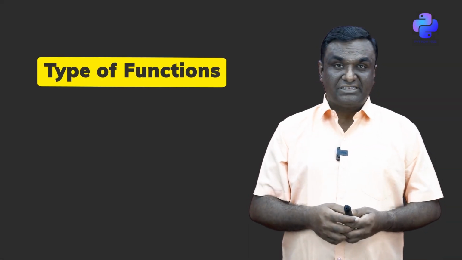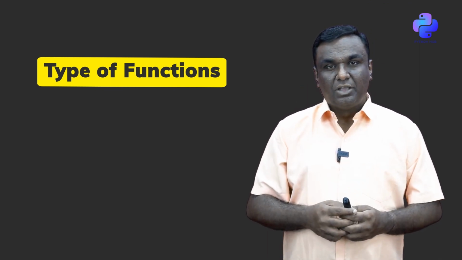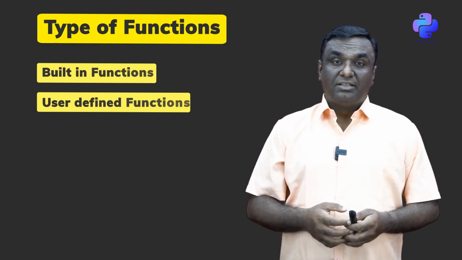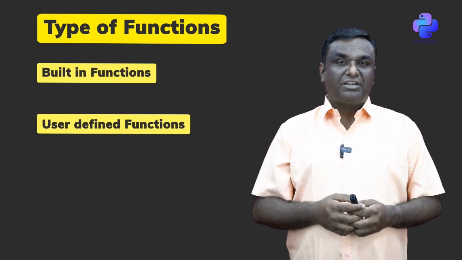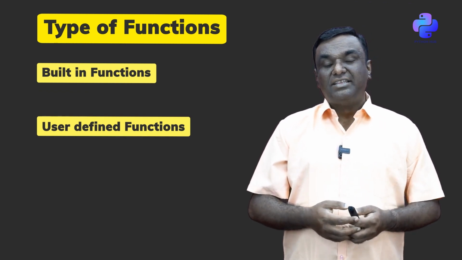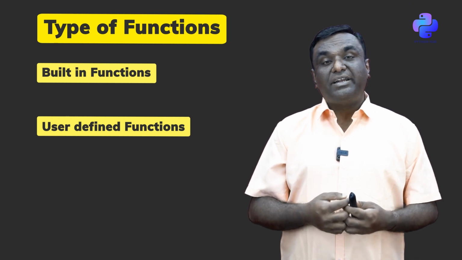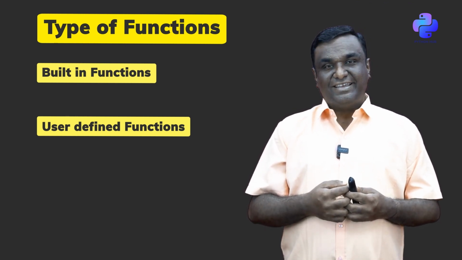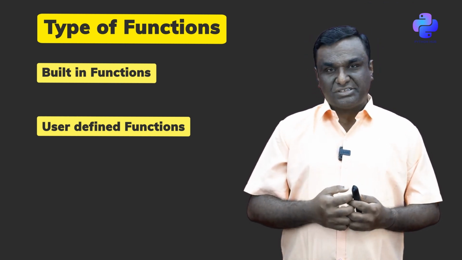Now it is time for us to understand the types of functions. Broadly speaking, there are two types of functions. One is a built-in function. The second one is the user-defined function. Built-in function, as the name indicates, the programming language itself has certain functions that have been defined internally or inbuilt, which is available for any programmer to use.